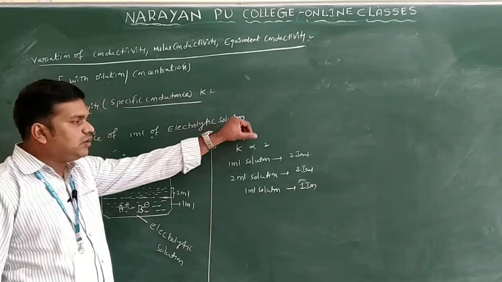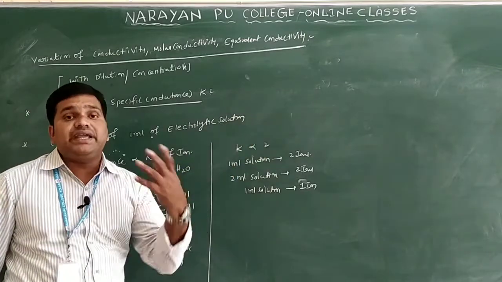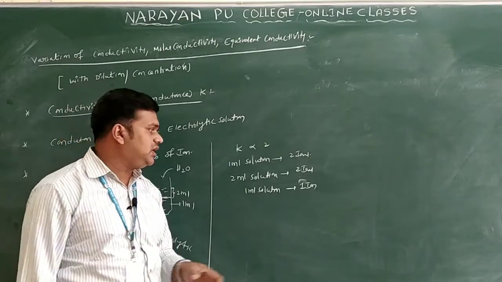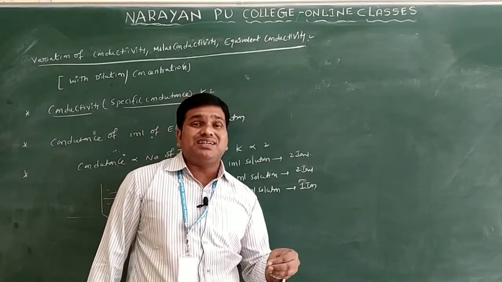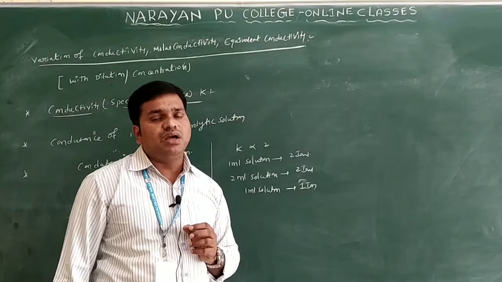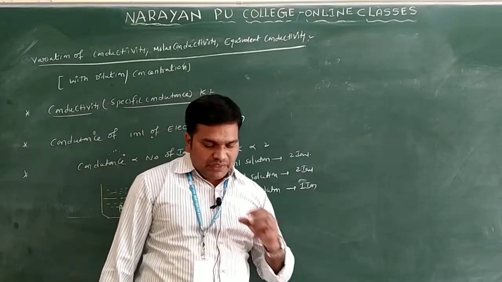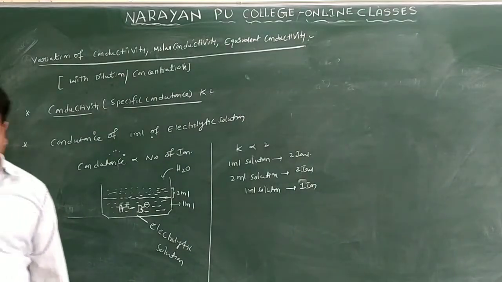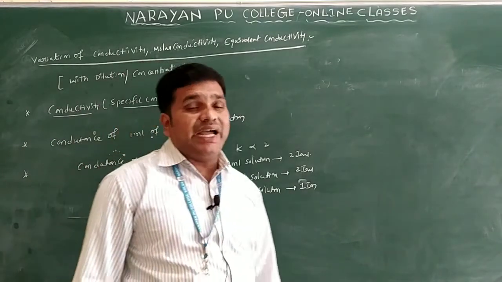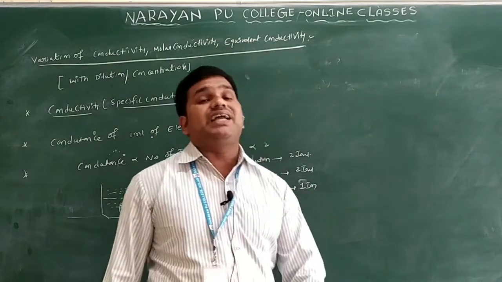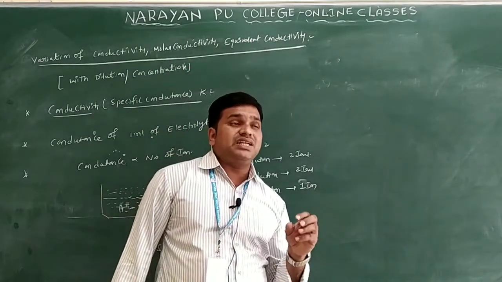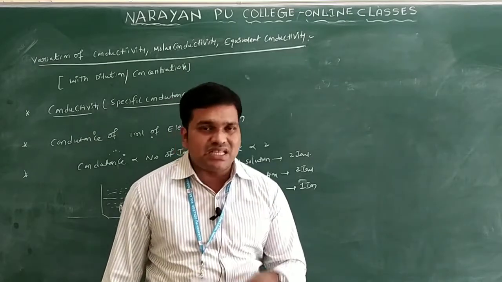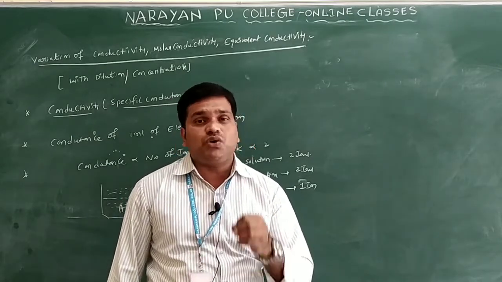So initially in 1 ml there are 2 ions, but on adding this extra amount of water, the number of ions decreases only. So we will say one point from this concept: upon dilution, the concentration of the ions per unit volume decreases. Whenever the concentration of the ions per unit volume decreases, conductivity decreases, or we can say specific conductance decreases only.